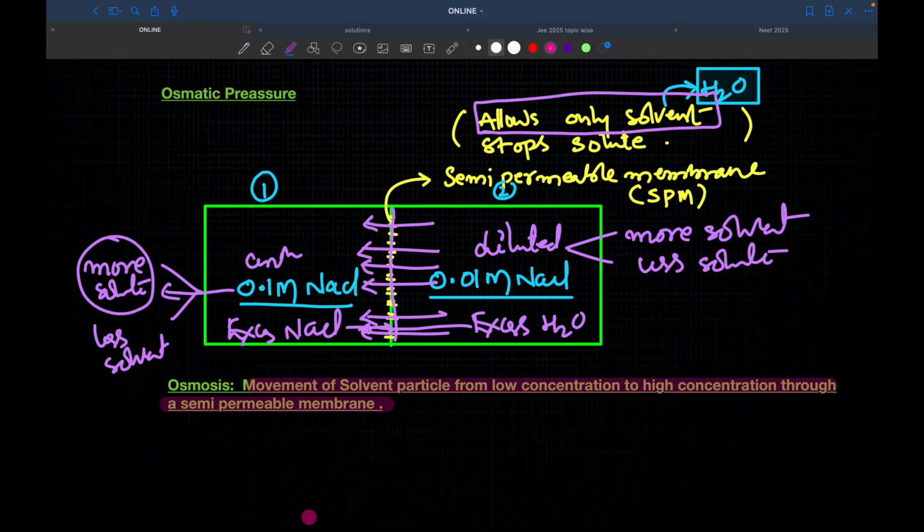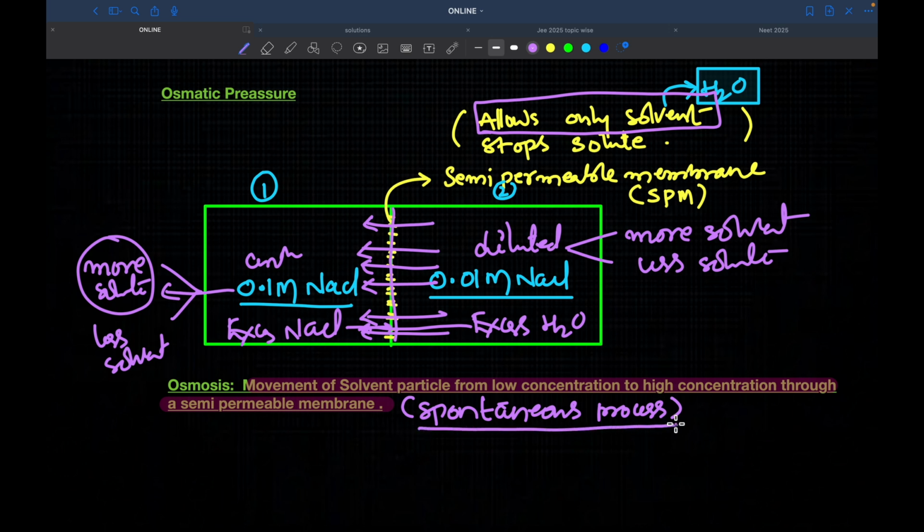osmosis process. Right? So here this process is a spontaneous process. It's a spontaneous process. What is the meaning of it? Spontaneous, you may get the spelling wrong. It's a spontaneous process. The meaning of it: it happens automatically. You don't have to spend any amount of energy on this process.